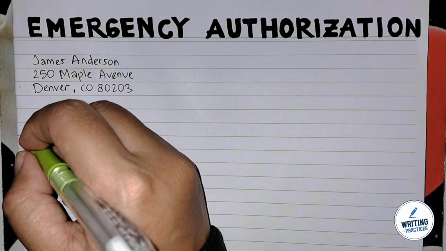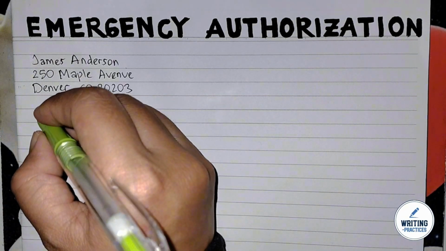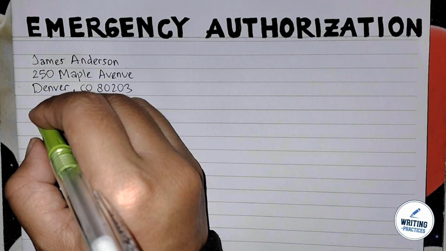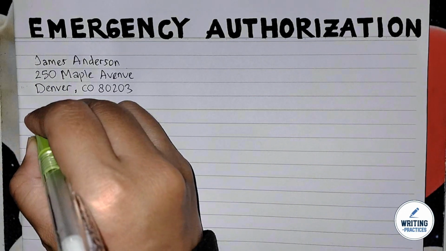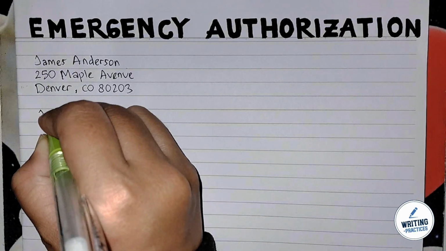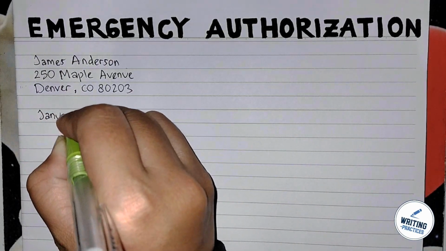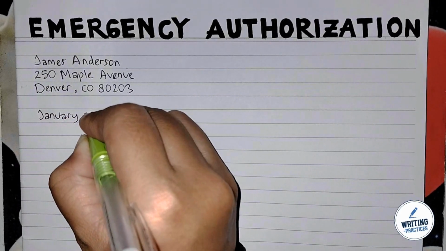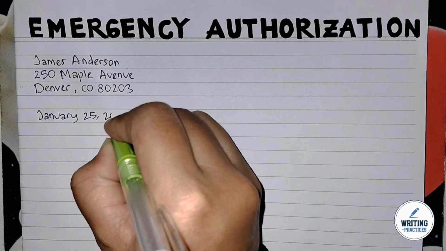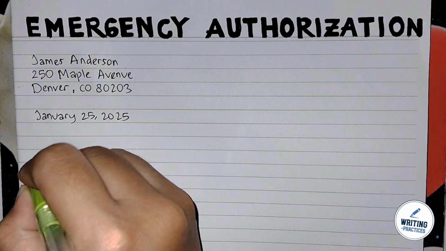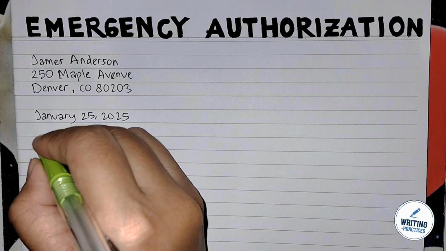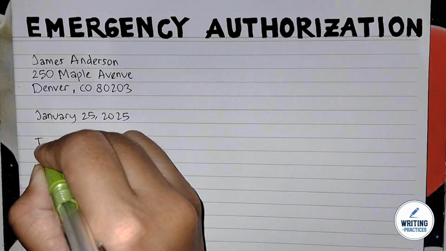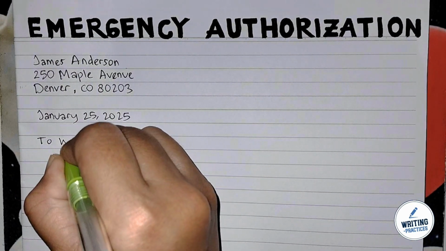Check this out. First of all, you must write your information as a sender. This section contains the contact details of the person granting the authorization. Therefore, write your full name. Under it, write your complete address. This is important for contact and record-keeping purposes. And you can also add your contact information like phone number and email address. After that, write the date of the letter. Use the format of month, day, and year.